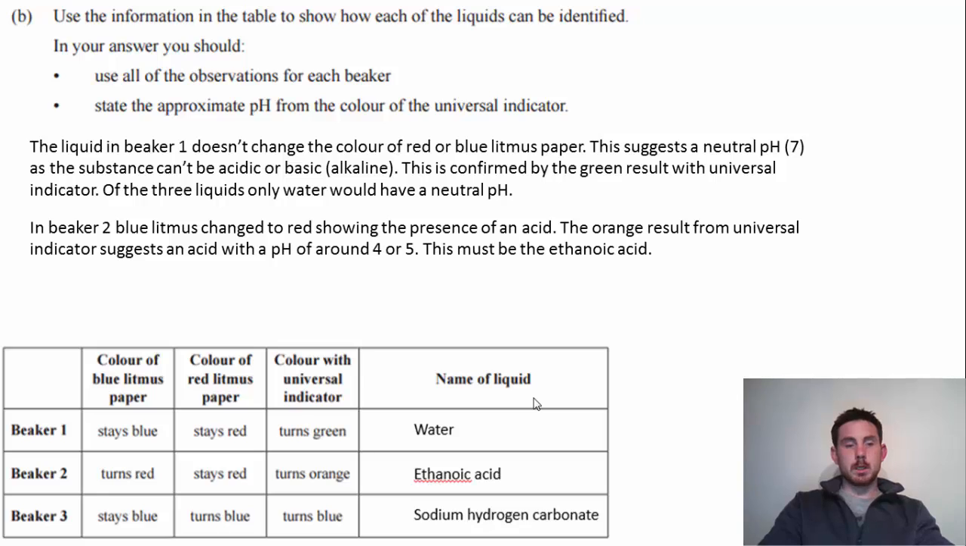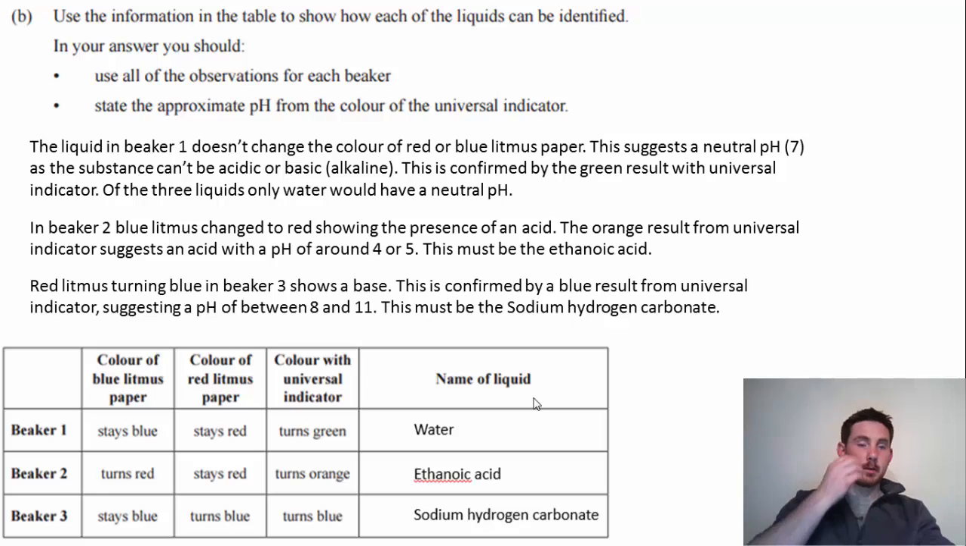Beaker 2, blue litmus paper turns red, red litmus paper stays red, so that's telling us it's an acid. And the universal indicator orange tells us that it's a pH less than 7, probably around 4 to 5. So this one must be the ethanoic acid.